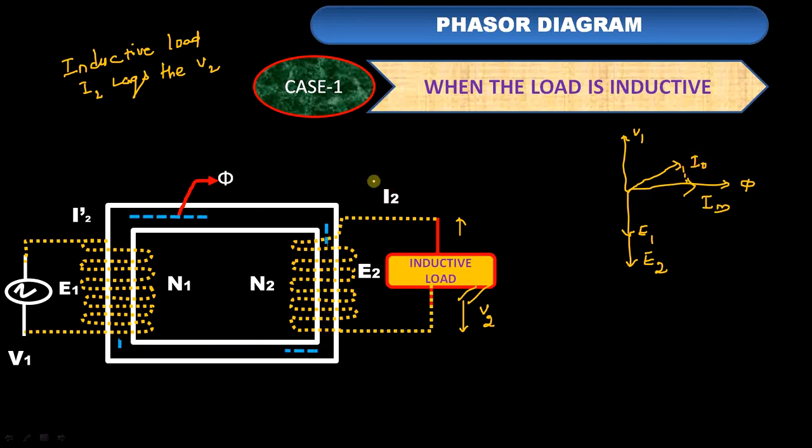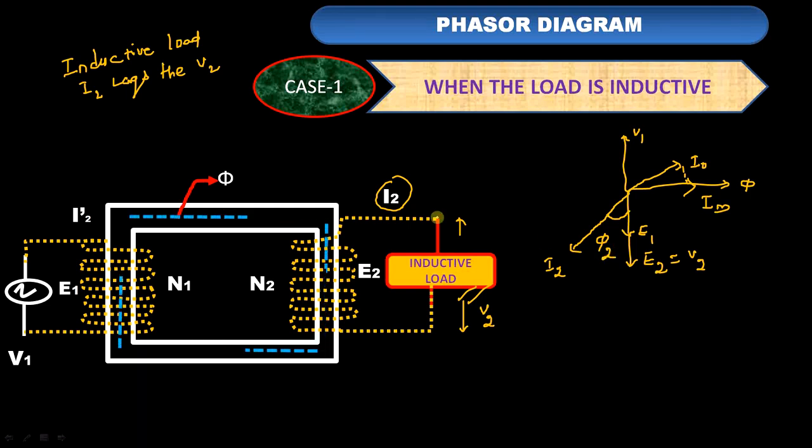So see here, this is I2. This I2 lags the V2. So V2, where is V2? V2 is here. Lagging means it will come somewhere here, this side. This is I2. Okay. This is I2, and I2 lags the V2 or E2 by an angle of phi 2.